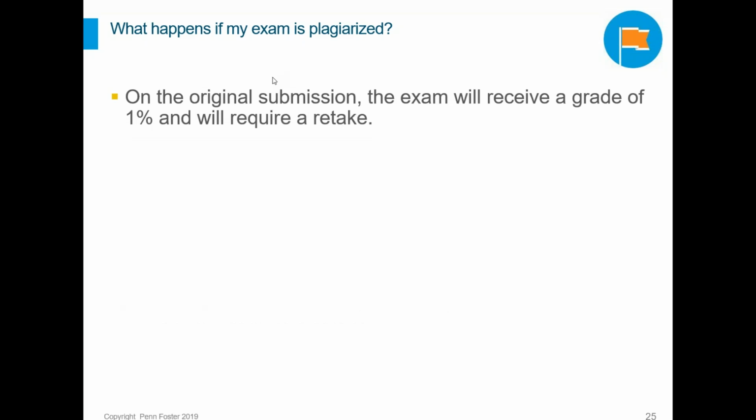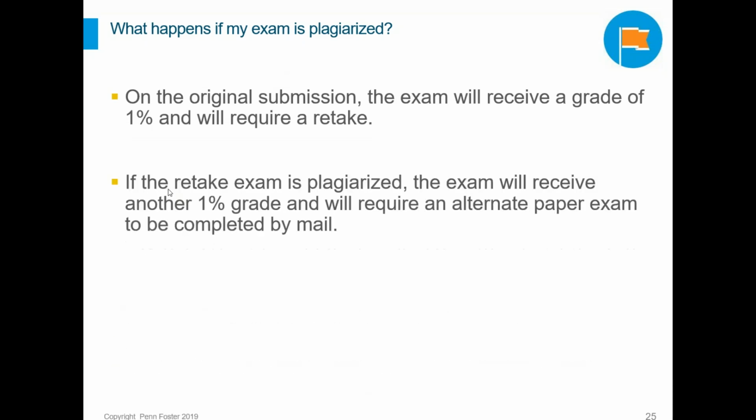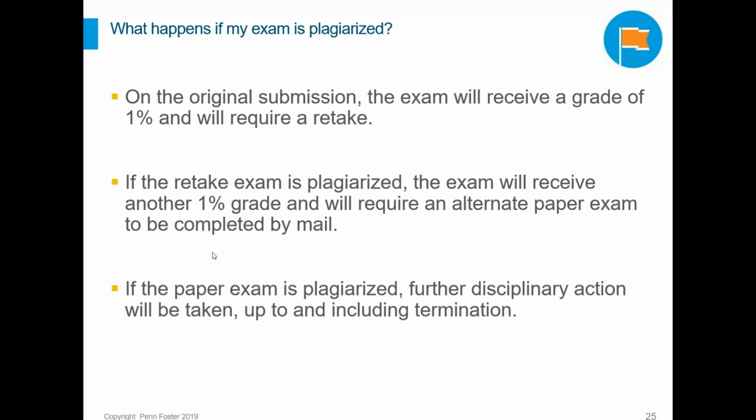So if we find plagiarism in your exam, on the original submission, on the first take, your exam will receive the 1% grade, and it will require you to complete the retake exam in your own words. Now, if the retake exam is plagiarized, same exam, your exam will get another 1% grade, and now you'll be required to complete a paper exam by mail. And then finally, if this paper exam is plagiarized, further disciplinary action will be taken up to and including termination from Penn Foster altogether.